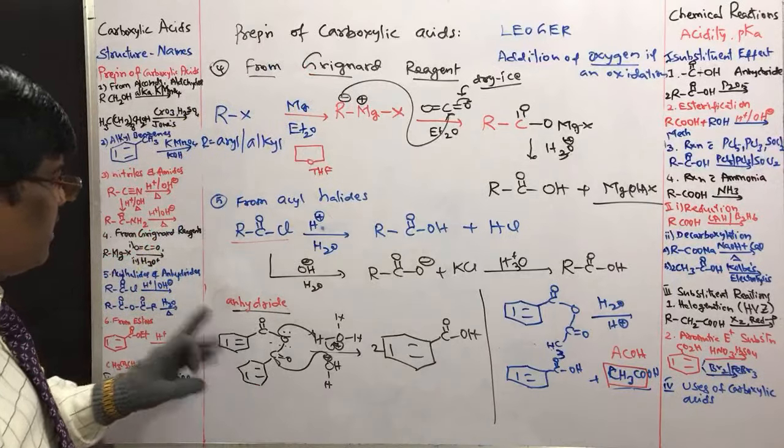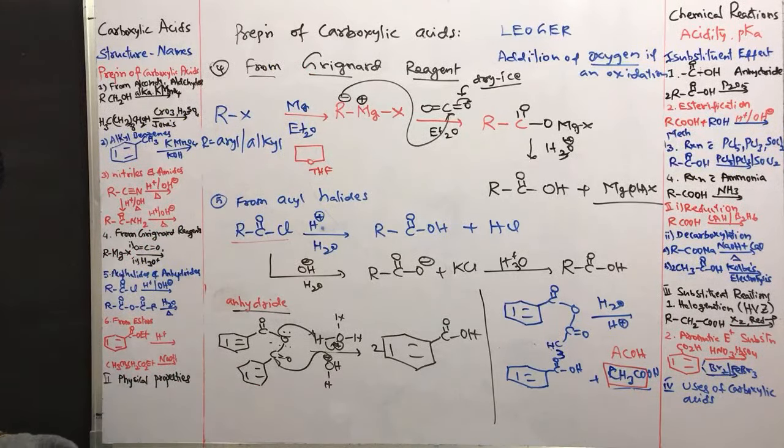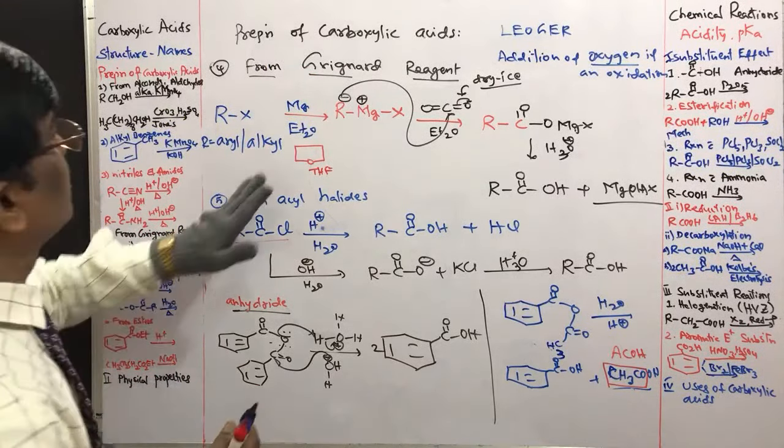So this is how you can prepare carboxylic acids from Grignard reagents, acyl halides and anhydrides. And what else? You can prepare from esters also.